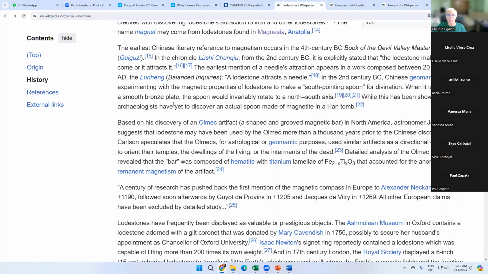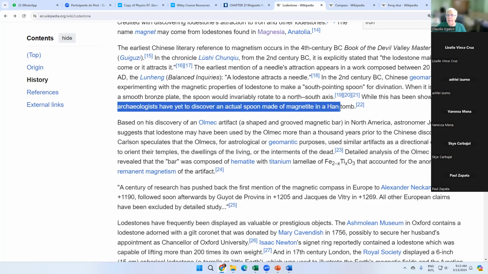When it's placed on a smooth bronze plate, they put it on a bronze plate. Isn't that nice? That's because there was very little friction between the spoon and the bronze plate. Okay, later on they started to put very light pieces in water, and due to surface tension, the piece of lodestone would not sink. The spoon would invariably rotate to a north-south direction. While this has been shown to work, archaeologists have yet to discover an actual spoon made of magnetite in a Han tomb.